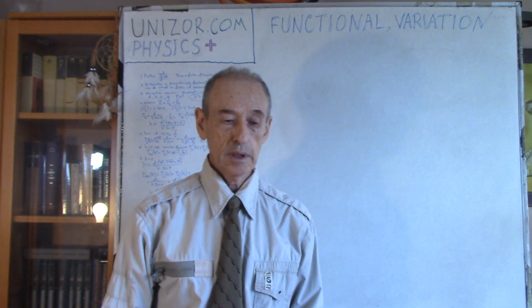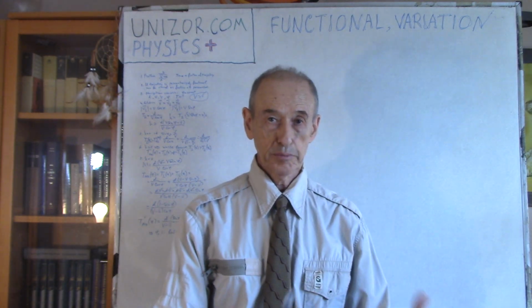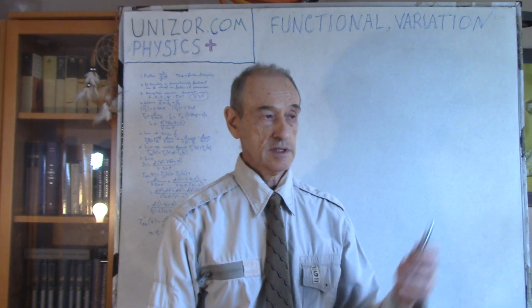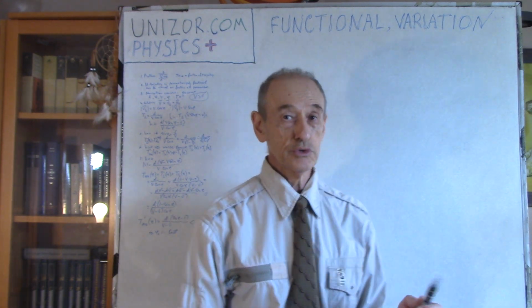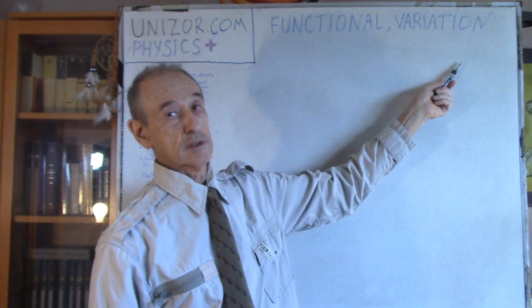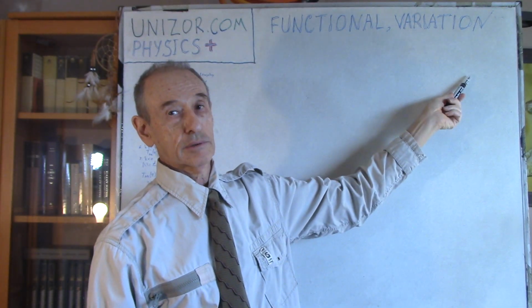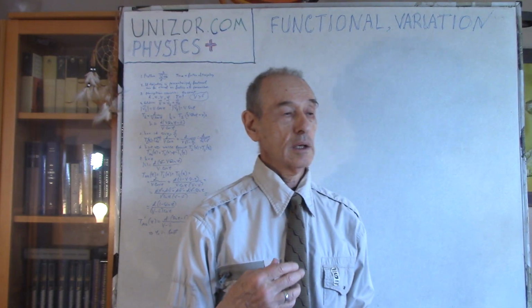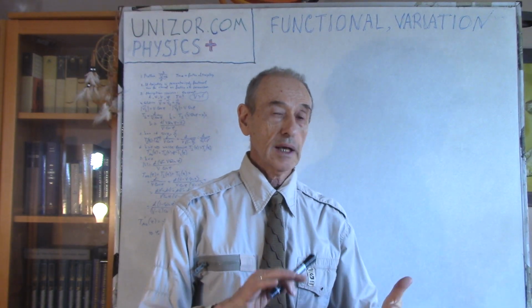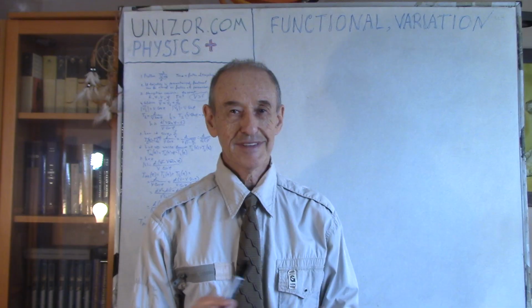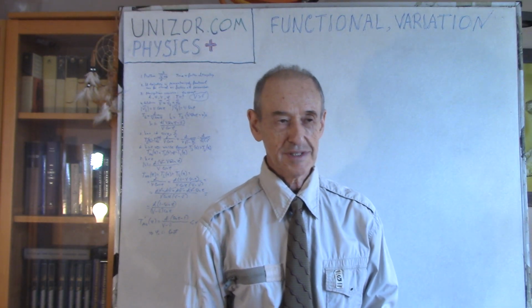What I'm about to start in this particular part called Lagrangian, in this first lecture, is to introduce two new concepts: functional and variation. These are kind of different than whatever you learned before in physics.